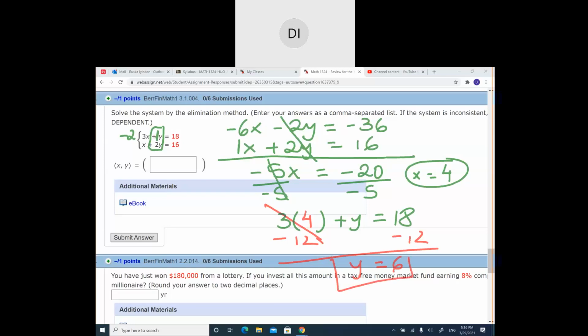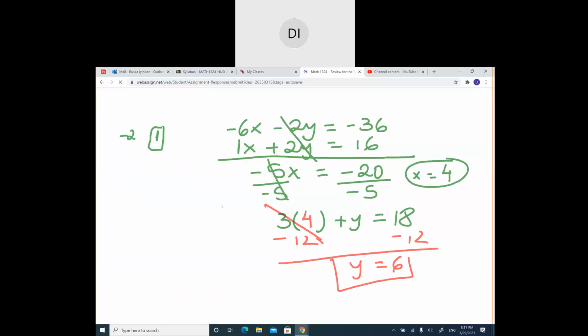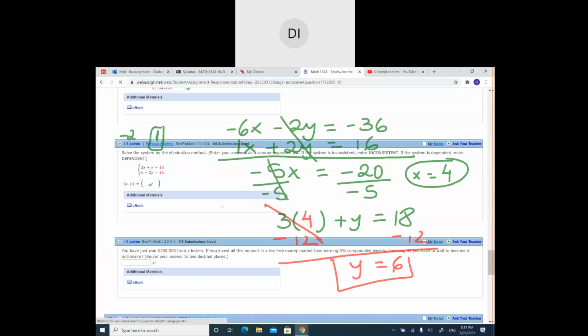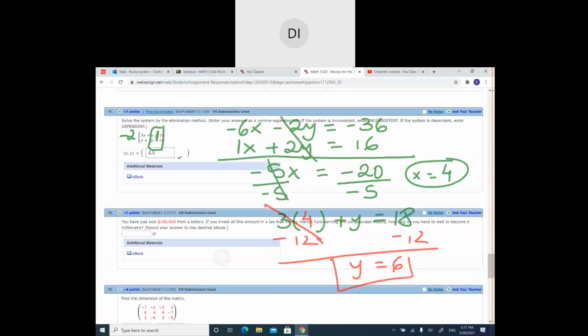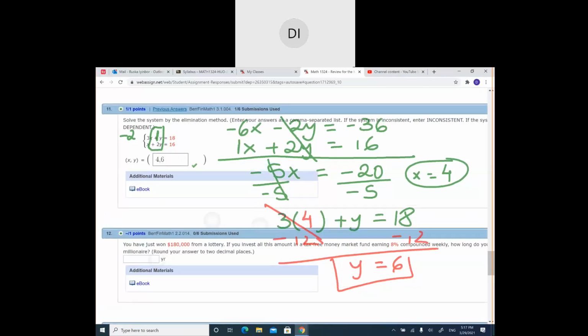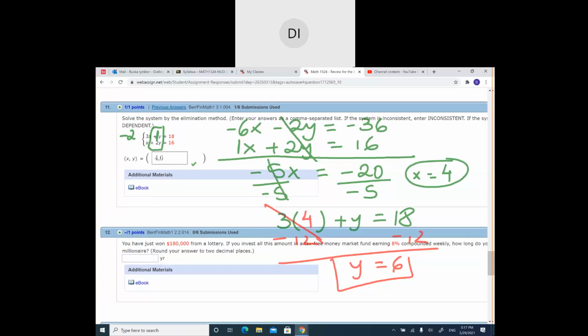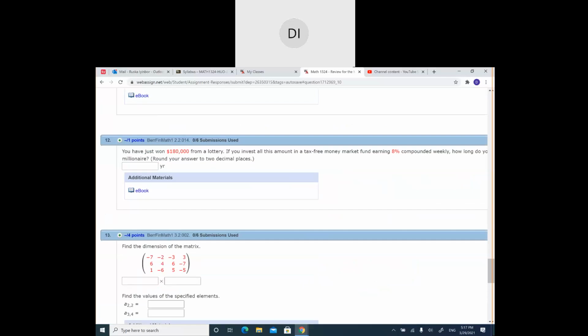So these are my answers. The first place I'm going to put x. So x is 4. So I'm going to put 4, comma, and the y is 6. So always put x in the first place and y in the second place. Now you can eliminate x or you can eliminate y, doesn't matter. You're still going to get the same answer. Okay, and that was right. Okay, so that was number 11. Then you're going to go to number 12.